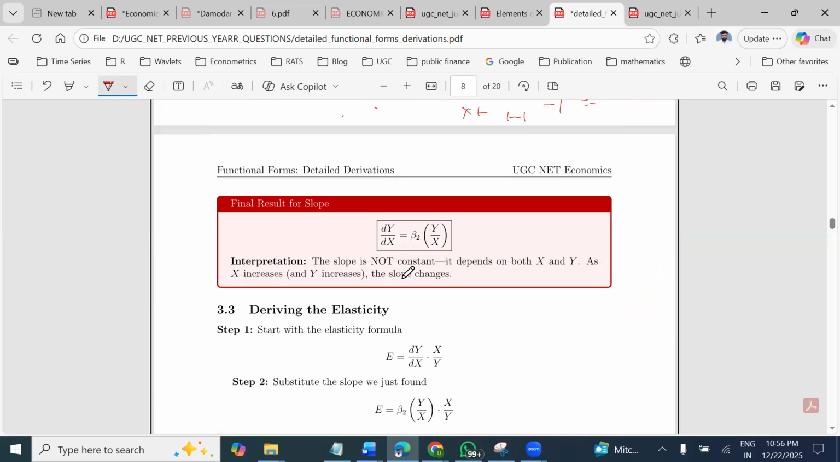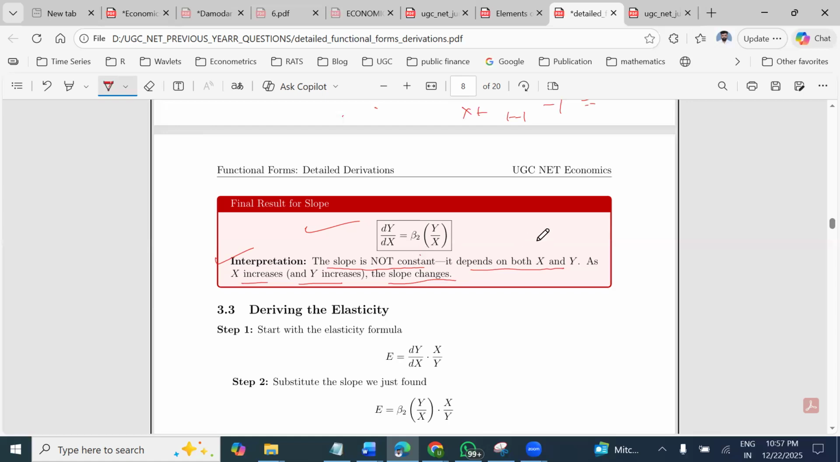Okay. Now what is the interpretation? dy by dx will be equal to beta 2 into y upon x. What is this interpretation? Very important. The slope is not constant over here. It depends on both x and y. As x increases, y increases and the slope changes. So this is the slope over here. Now we will see whether it is elasticity.